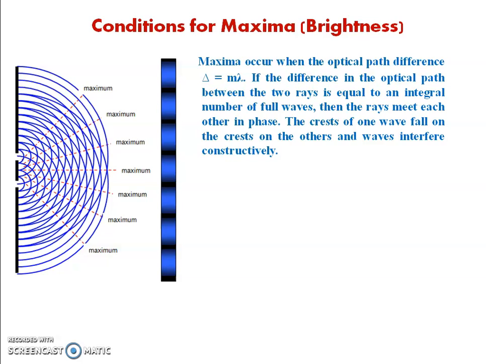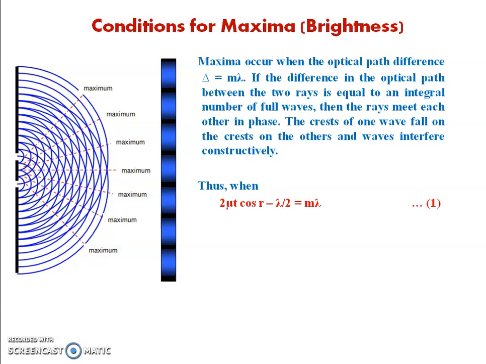Maxima occur when the optical path difference is mλ. If the difference in the optical path between the two rays is equal to an integral number of full waves, then the rays meet each other in phase. The crest of one wave falls on the crest of the other, and the waves interfere constructively.